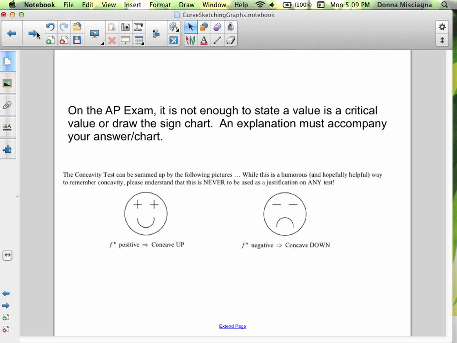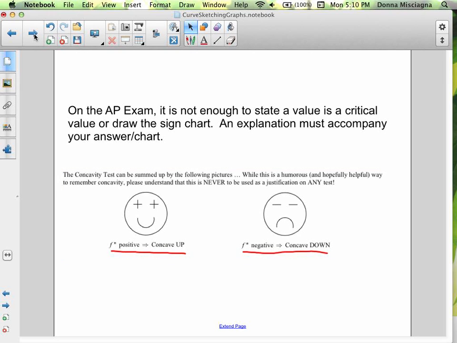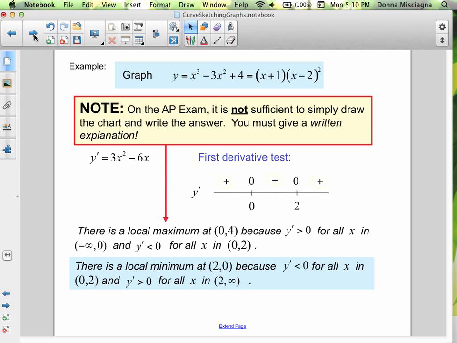The concavity test can be summed up with the following pictures. While this is humorous and hopefully a helpful way to remember concavity, please understand this is never to be used as a justification on any test. So positive, he's got positive eyes, concave up. He's got negative, his eyes are all closed, concave down. If the second derivative is positive, the graph's concave up. When the second derivative is negative, the graph's concave down. But while helpful to help you remember, it's not helpful in terms of justifying anything on the AP test. Justify in words. Just use that to help you out.